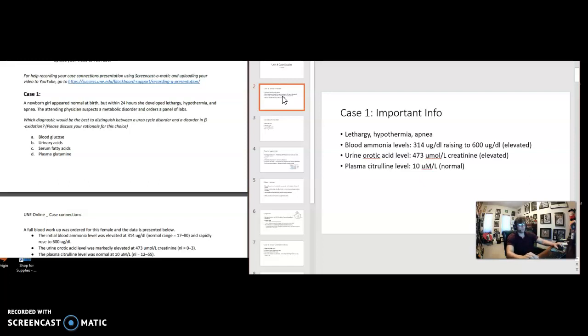So case 1, there's a few pieces of important information to gather from the prompt. We know the patient is lethargic, hypothermic, and experiencing apnea. Her blood ammonia levels are 314 micrograms per deciliter to start and rise to 600 micrograms per deciliter at the time the testing is over. Her uric acid level is 473 micromoles per liter creatinine. However, her plasma citrulline levels are normal at 10 micromolar per liter.